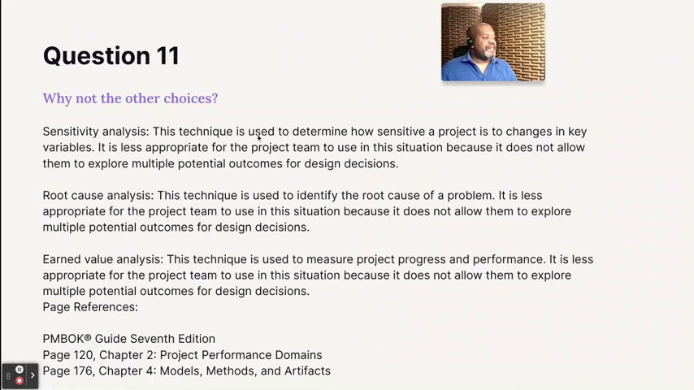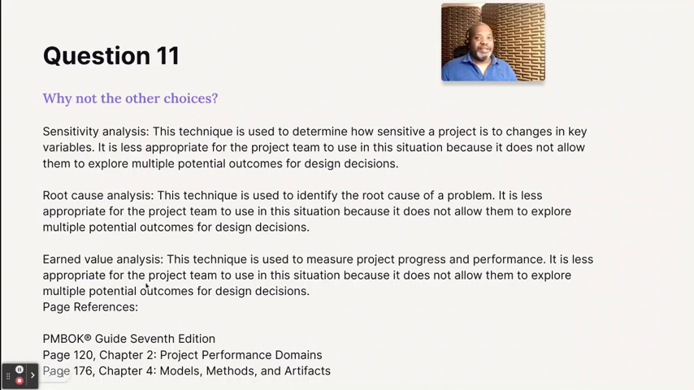Sensitivity analysis. This technique is used to determine how sensitive a project is to changes in key variables. We mentioned that. Root cause analysis. The technique used to identify the root cause of a problem. We said that. And earned value analysis. This technique is used to measure project progress and performance. Yeah, that's more clear than the way I said it. It is less appropriate for the project team to use in this situation because it does not allow them to explore multiple potential outcomes. And we're talking about the progress, not the outcome.